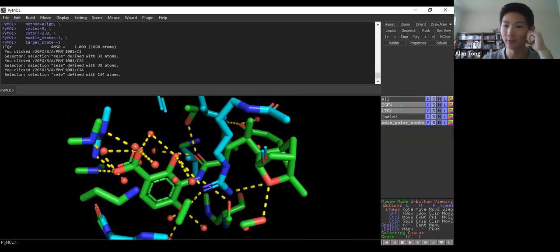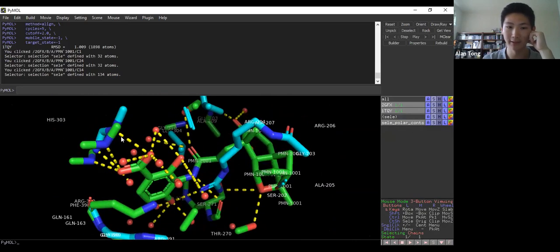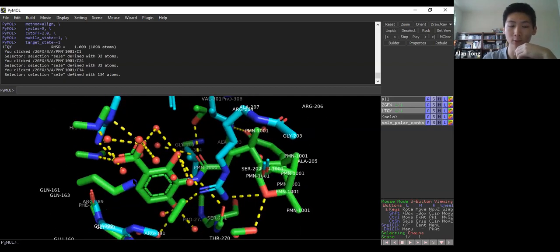And we can do a selection, we can label it, label residues, and we can see what residues this thing is binding to, right? So it's kind of cool that you can see on the molecular level after all your work of crystallizing and determining the diffraction pattern and solving the structure, now you can start to see what the payoff is. Or you can start to see what the actual atomic interactions are.